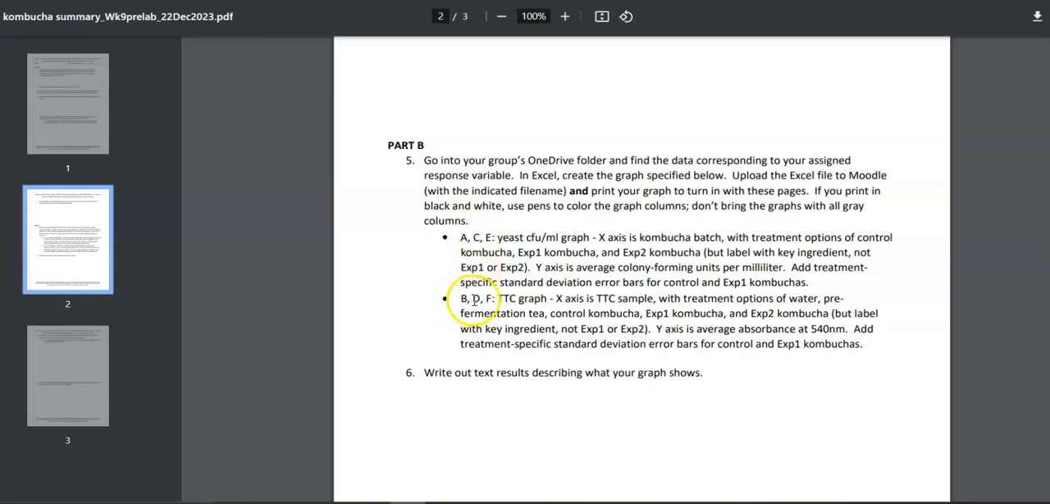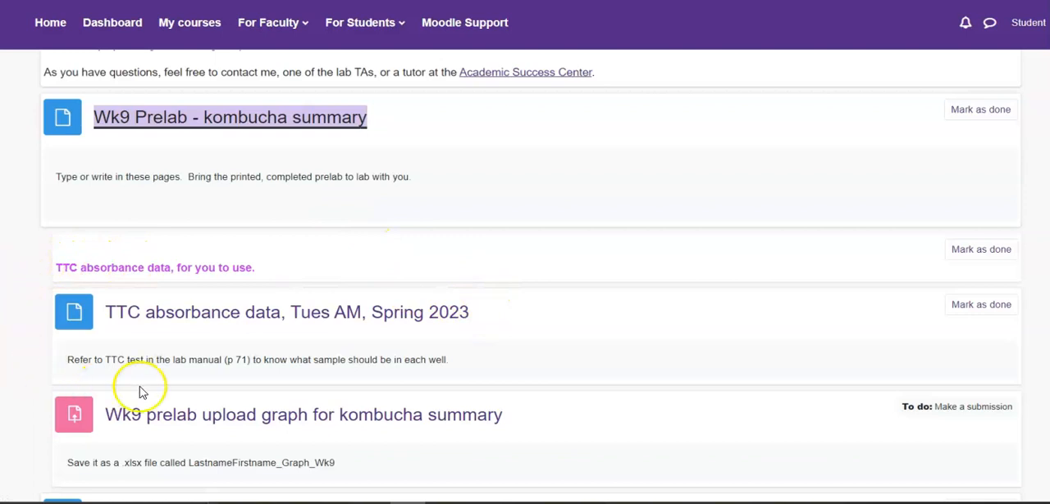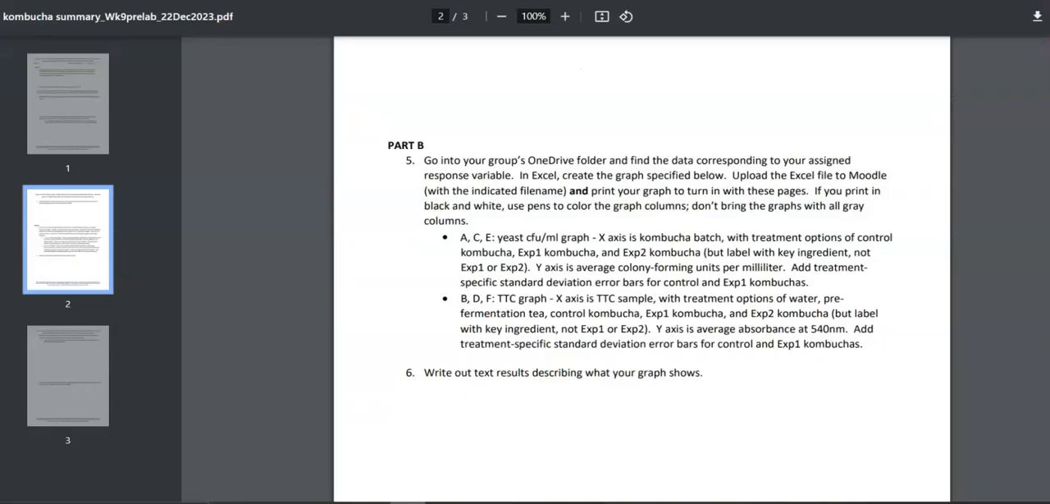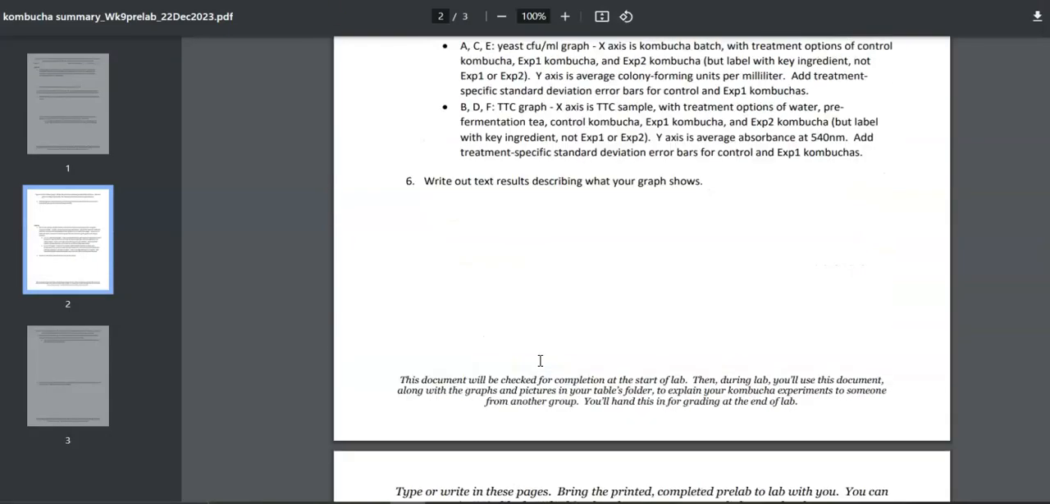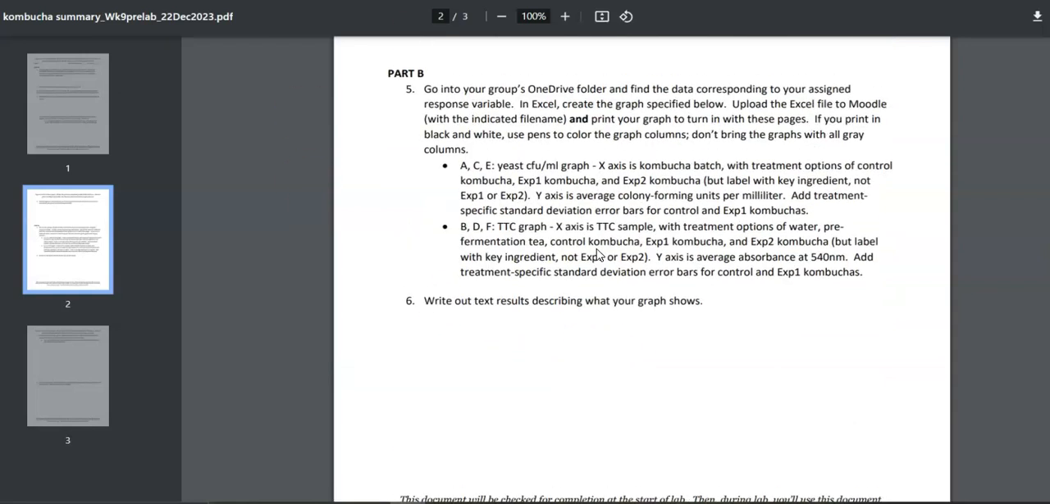If you're person B, D, or F, then you're making a TTC graph, and those values should, again, be in your OneDrive folder, or they might be here on Moodle, just depending on how your instructor does it. So you're going to make the graph, and then you will print the graph, and you will attach it to this document.